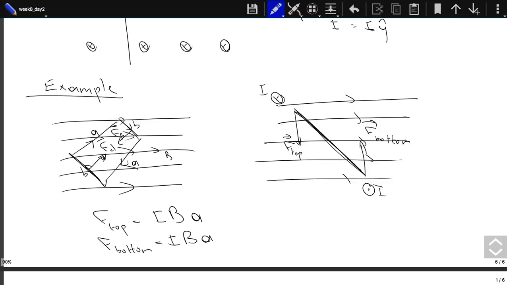Now the next question is, what is this torque? First of all, what is the direction of the torque?